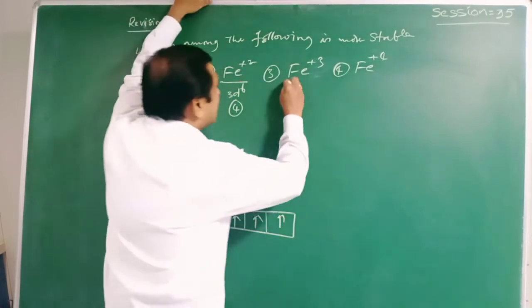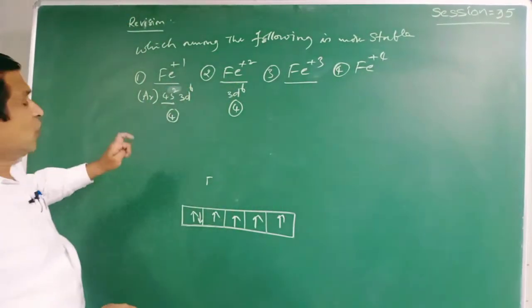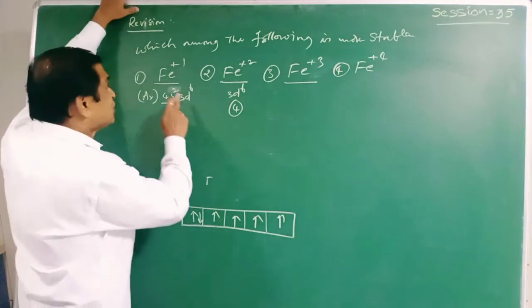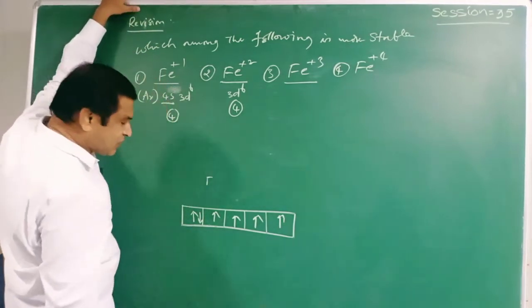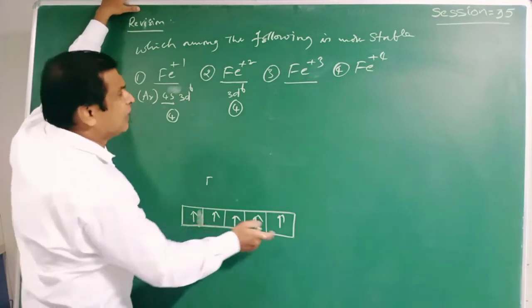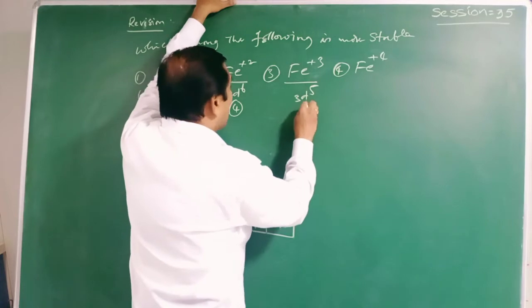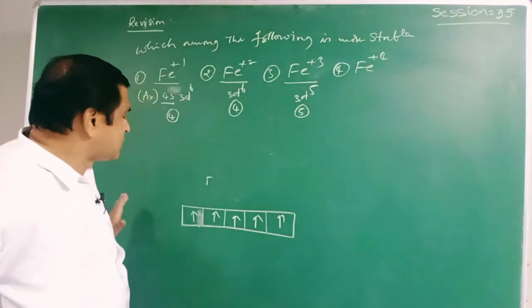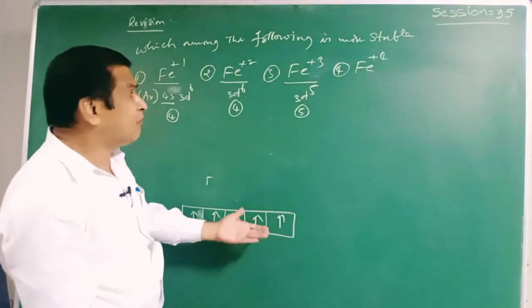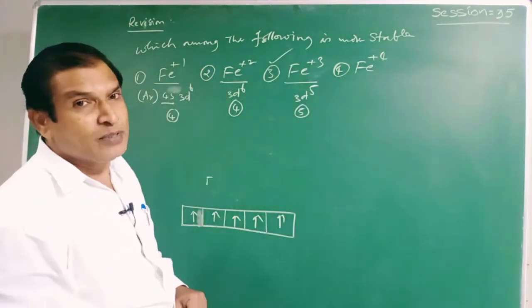Fe+3: normal configuration 4s2 3d6. It loses 2 electrons from the 4s orbital first, then 1 electron from the 3d orbital, so it will get 5 unpaired electrons. Yes, 3d5. It has 5 unpaired d electrons, which means all the d orbitals are exactly half-filled. This is the right answer for us because a half-filled d orbital is present in this.